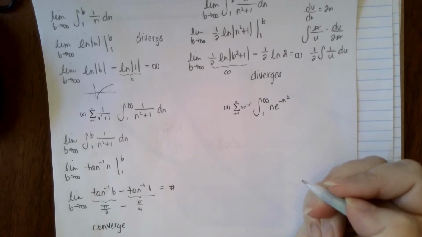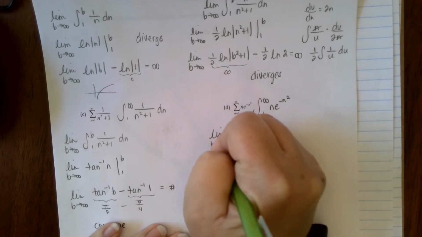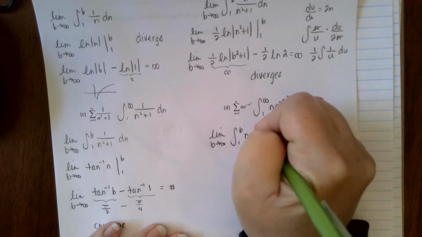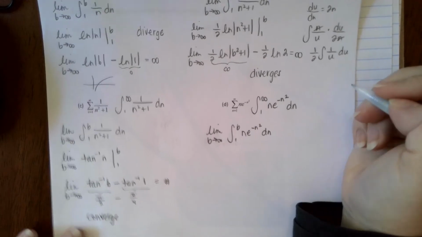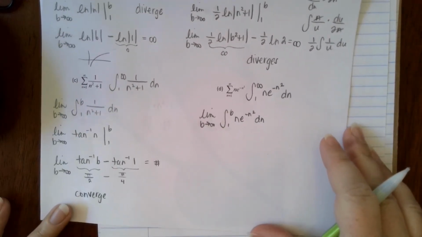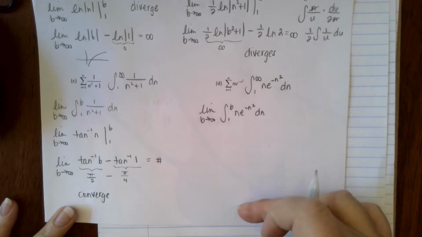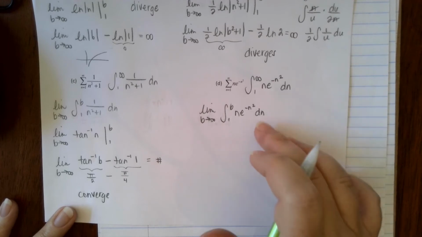All right, so, looks ugly. Let's go ahead, limit as b approaches infinity of the integral from 1 to b of n e to the negative n squared. Now, I know a lot of you are like, oh, do we have to write all of these things down? And the answer, of course, is yes. Remember, it's all in the work. You can't skip all of these little steps. Even if you know what's going to happen, even if you know where you're going, you can't skip these steps.